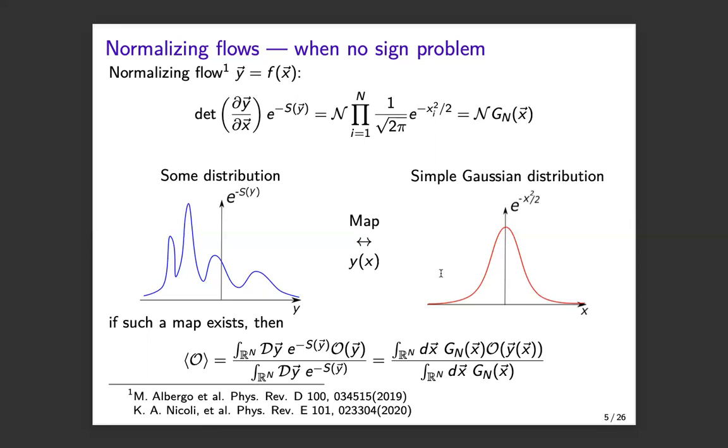So this is a nice thing. And one thing I should say is that if you have a normalizable distribution, then such a map always exists.